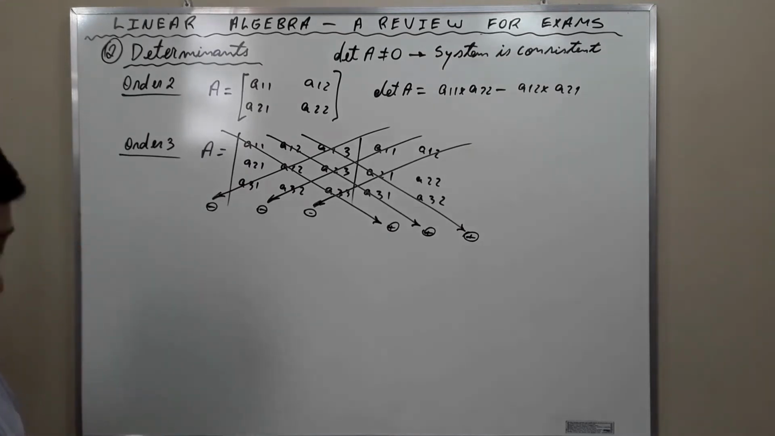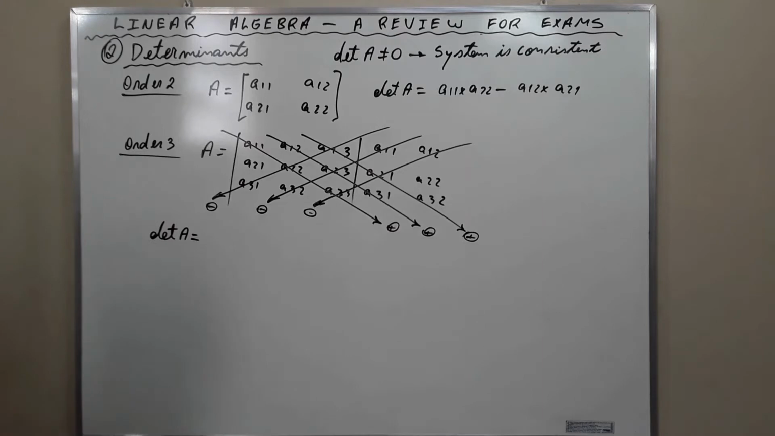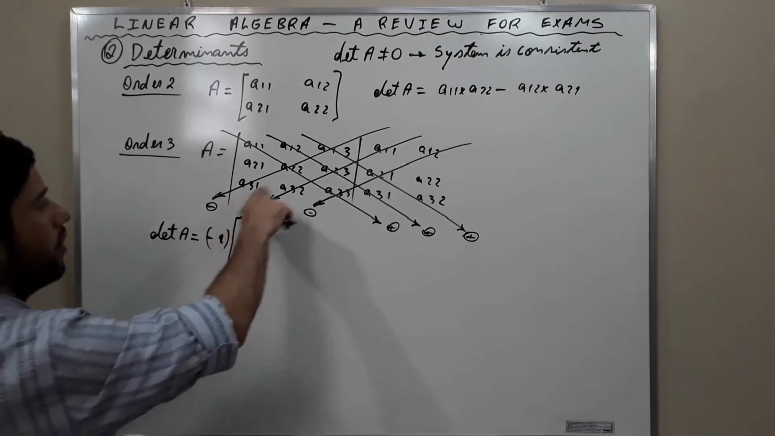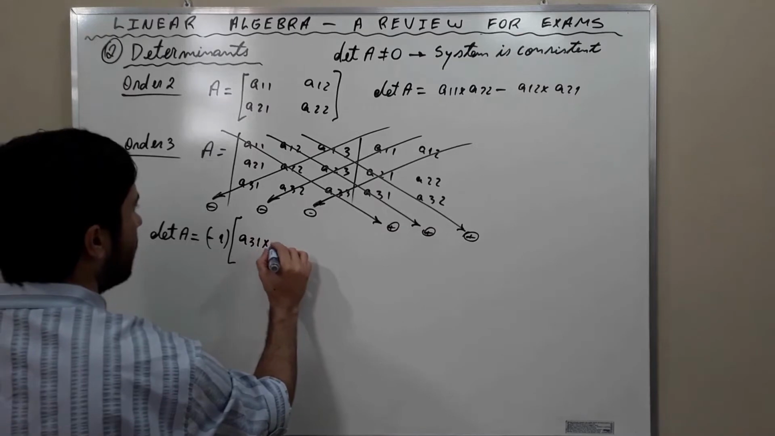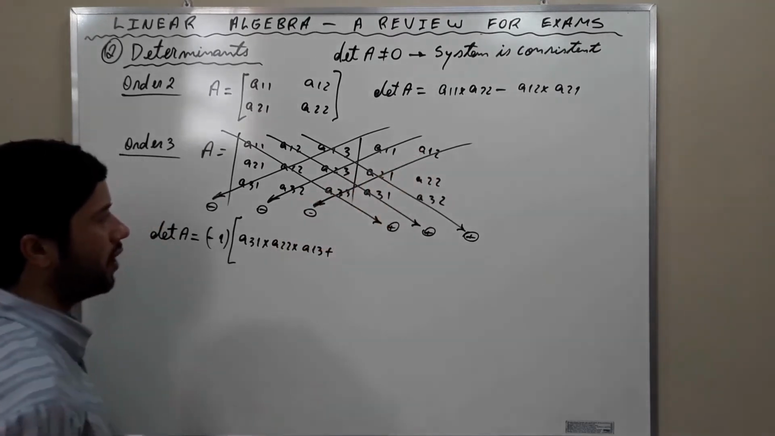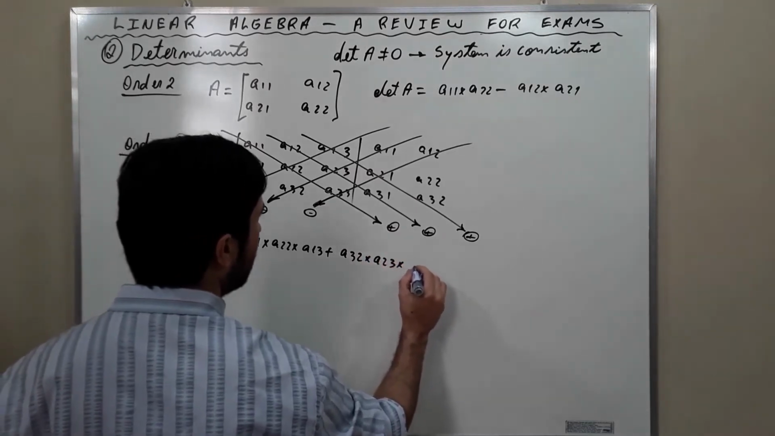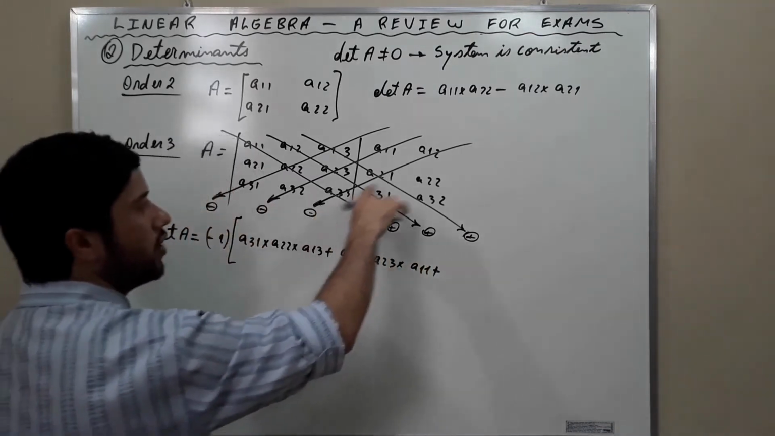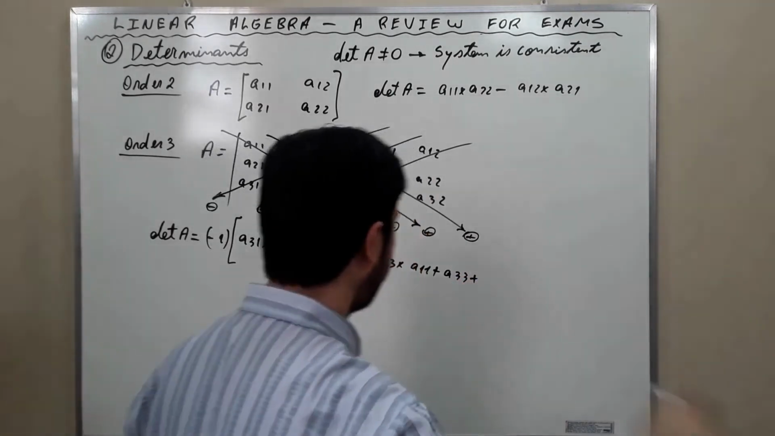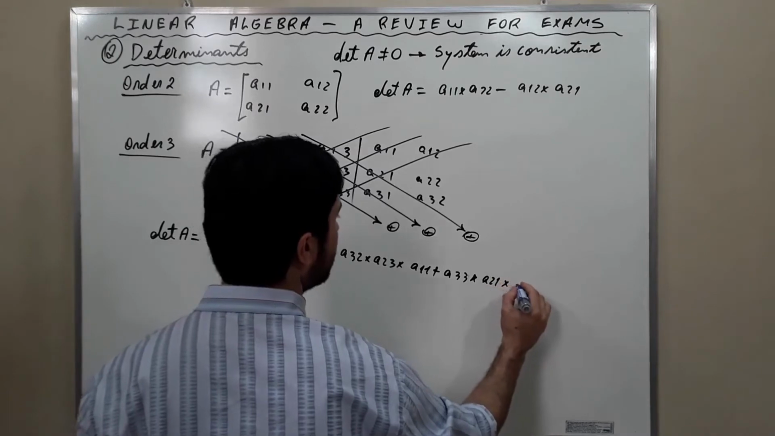Okay? Then the rule of Sarrus says that the determinant of A is going to be -1 times the multiplication between these elements here, A31 times A22 times A13, plus the multiplication between these elements, A32 times A23 times A11, plus the multiplication between these elements, A33 times A21 times A12.